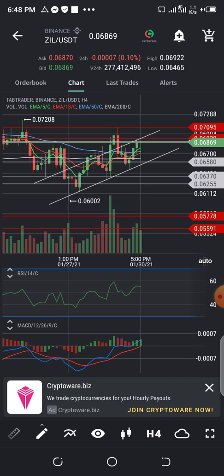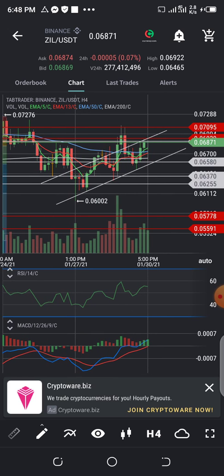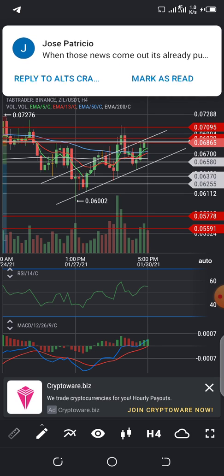So indicators are just tools that help you to know the direction of the price. Most of them are designed with either the price or the volume. For example, we have RSI, the relative strength index, the stochastic indicator, and MACD, moving average convergence divergence. I will start with MACD, which is known as the moving average convergence divergence.